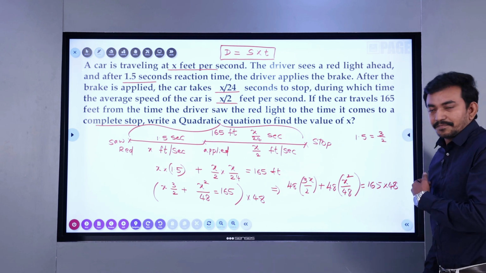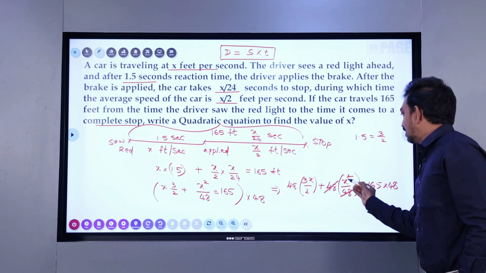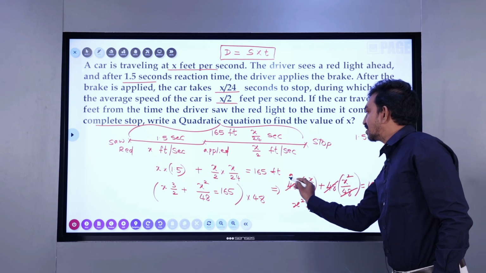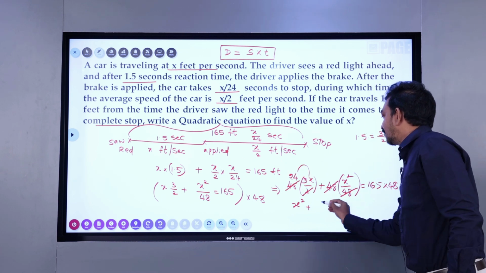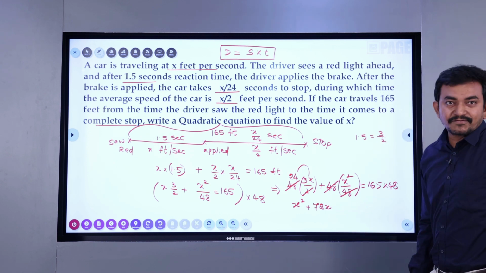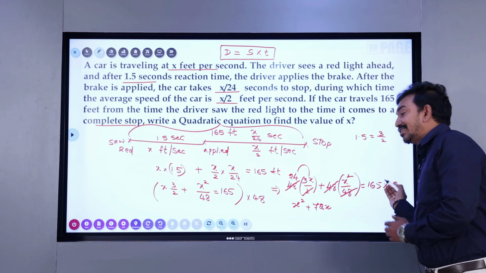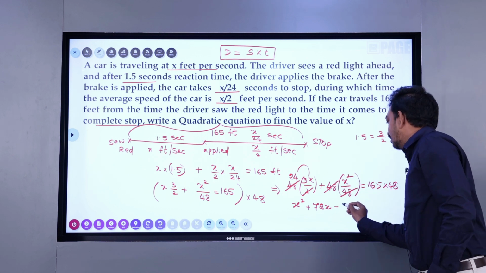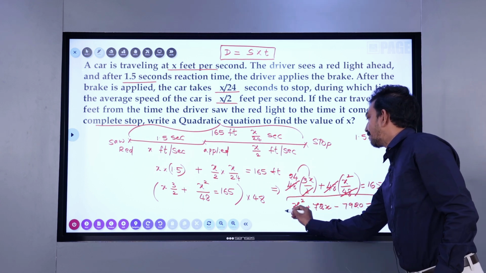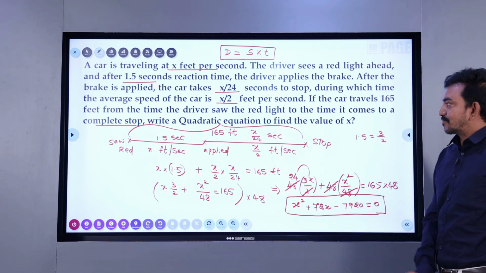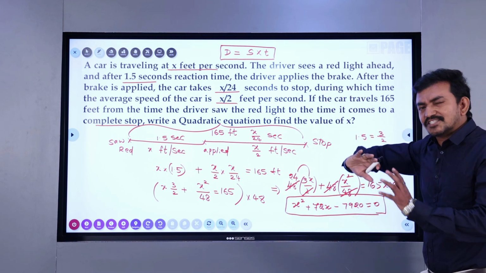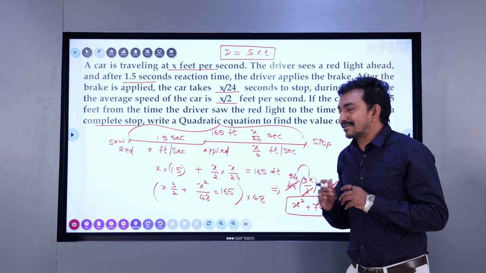Now write in a sequence of the powers. So 48 gets cancelled, this is x squared. Now 2 goes 24 times in 48, so 24 times 3x would be 72 into x. Now 165 times 48, if you do the product, that becomes 7920. And if it comes to the left side, this is minus 7920, equal to 0. So this is the quadratic expression we have formed from this situation. So this is one simple word problem based on time and distance.